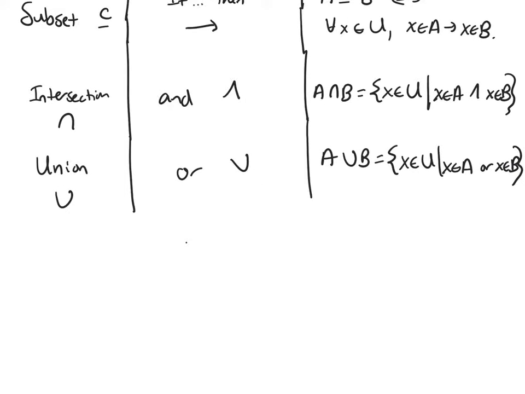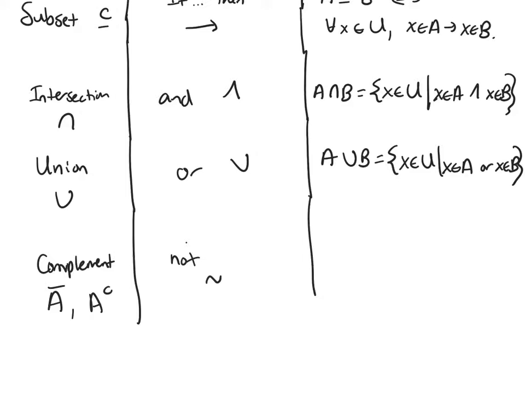Okay, and then we had the complement, which you either write as A bar or A with a superscript C. These correspond to nots or negations in our logic setting. So the complement here would be all the elements of U where x is not in A.